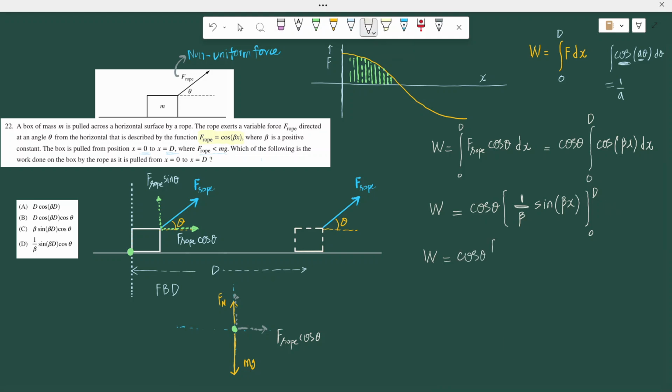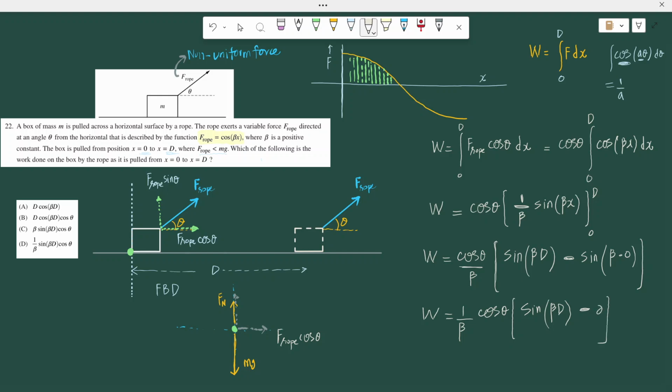So this is cos theta outside, and you can divide it here by beta. Inside, you can apply the lower and upper limit. So it will be sine beta, you can put the value of x equal to d, and minus sine of beta x at 0. So now that is finally equal to 1 over beta cos theta. Inside you have sine of beta d, and sine 0 is always 0. Okay, so you can see that this should be option D, obviously.